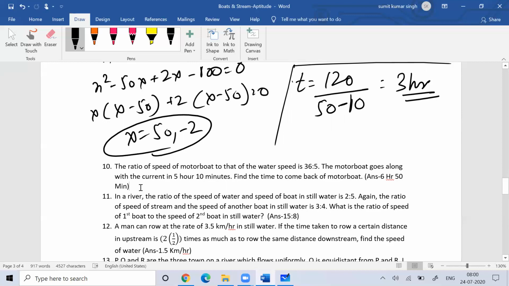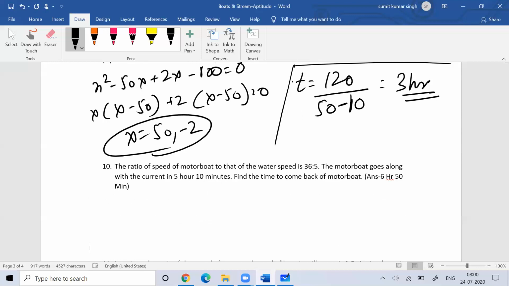Fine. So then the next question: the ratio of the speed of the motorboat to the speed of the water stream is 36 is to 5. So downstream speed would be 41x, upstream speed would be 31x. The motorboat goes along with the current in 5 hours 10 minutes. 5 hours 10 minutes means 5 1/6, which is 31/6 hours. Okay, and find the time to come back of the motorboat.